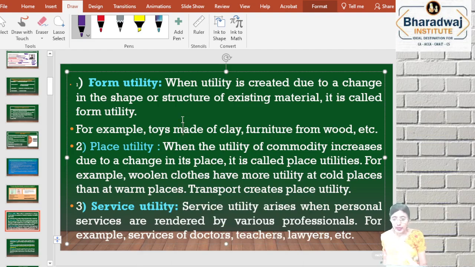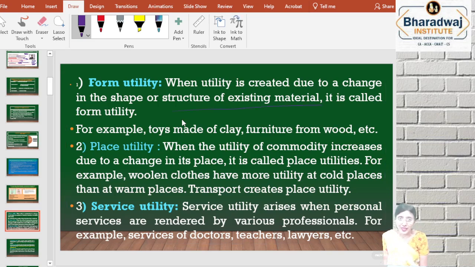So form utility, please remember, when you're going to change the structure of a material into a form, it adds to your satisfaction, mental satisfaction. That is why we defined production as creation of not commodity but creation of utility. Remember that point very clearly. Second one, place utility. What is that? It is available in the vicinity, so I am able to take advantage of it. Is that clear? See, transport creates place utility.